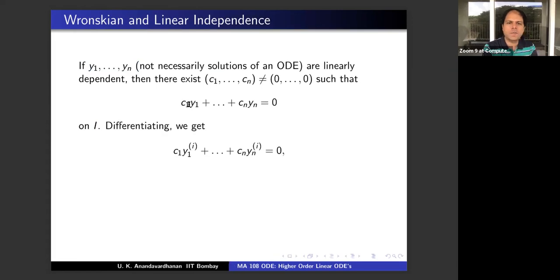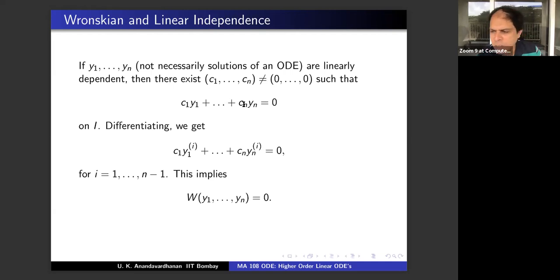Now you can differentiate this function many times. You will differentiate it n-1 times and you will get the corresponding equations. And if you put all this in matrix notation, what will you get? You will get the Wronskian matrix times the column matrix of coefficients C1, etc., Cn, equal to the zero matrix. And because it has a non-trivial solution, what can you conclude?